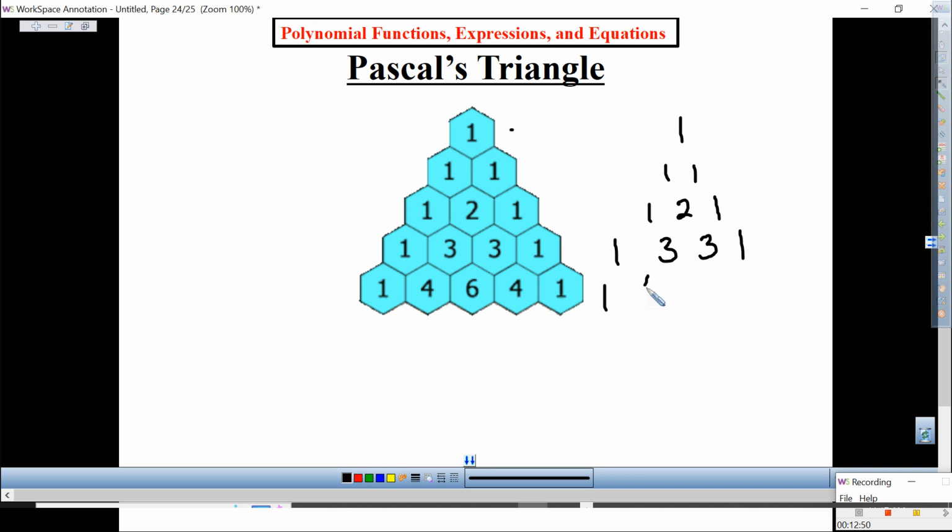What is 1 plus 3? 4. What is 3 plus 3? 6. 3 plus 1? 4, and then you ended with 1. So each of these steps are known as rows.